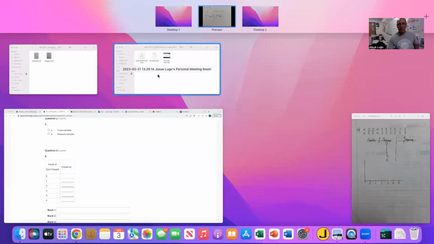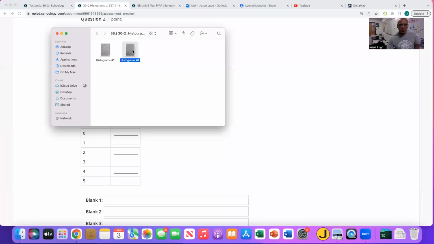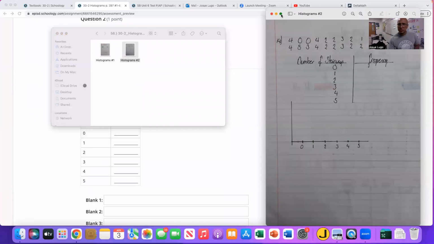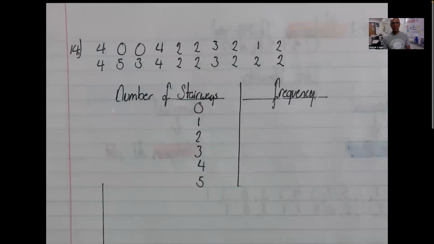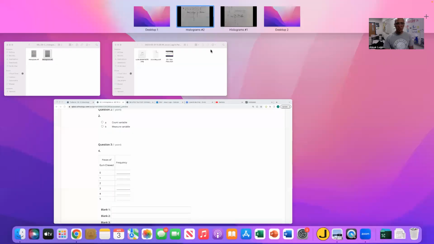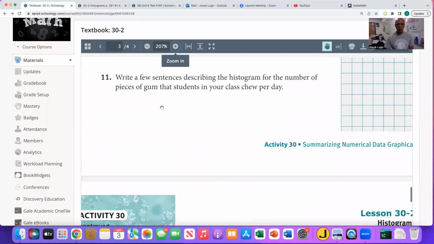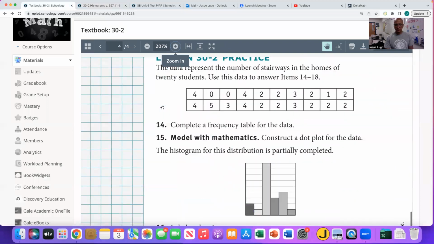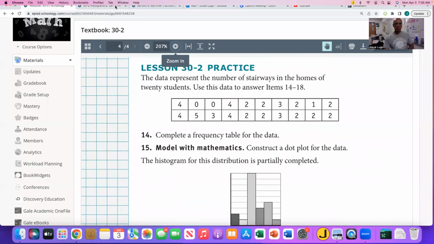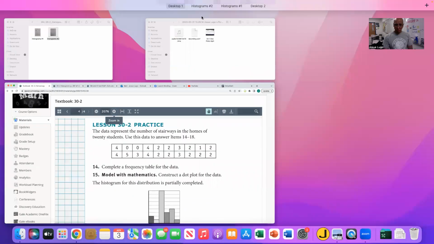Moving on to the second page of notes, ladies and gentlemen. This is going to be number 14 from our textbook, where we see a whole bunch of numbers. And again, you can either see it here on the notes, or you can go back to the textbook if you go down to number 14. And what do these numbers actually mean? What information do they represent?